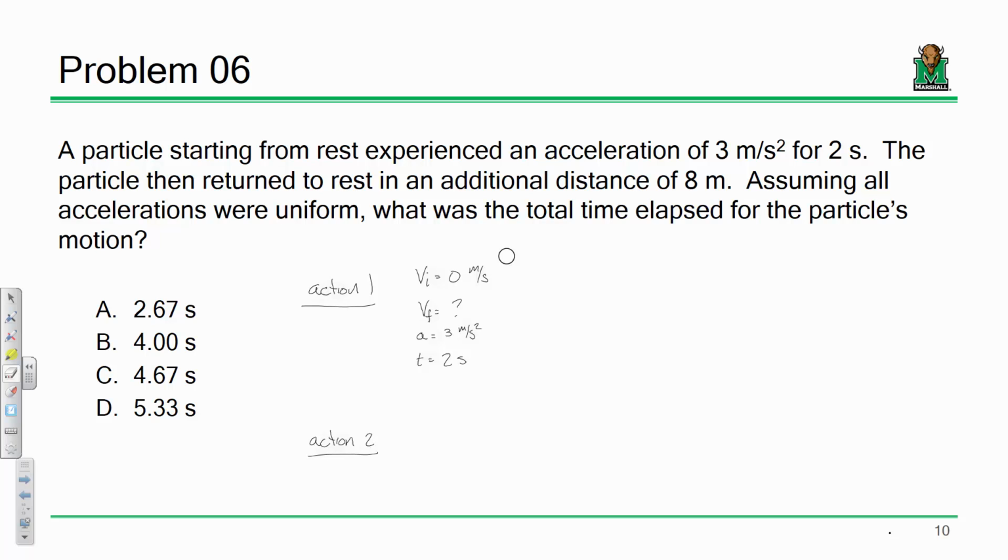Okay? So, hold on. What do we know about action number 2? Well, I have no idea what the initial velocity is, but we'll get to that in a second. I know that the final velocity is 0. I don't know what the acceleration is. I do know that the distance was 8 meters, and I don't know what the time is. So, initially, you might think, I don't need to do anything with action number 1. I already know it took 2 seconds.